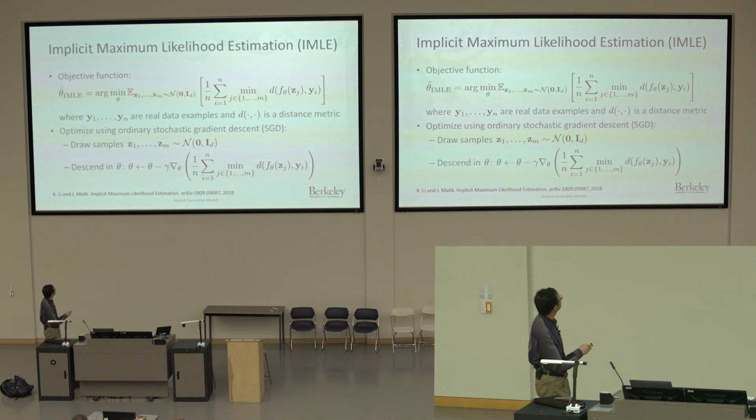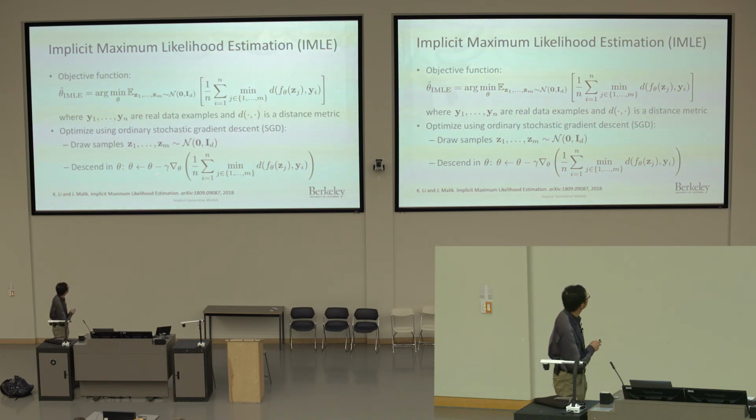And so what do we actually do? We're going to sample the latent vectors from a Gaussian, and then we're just going to do standard gradient updates.